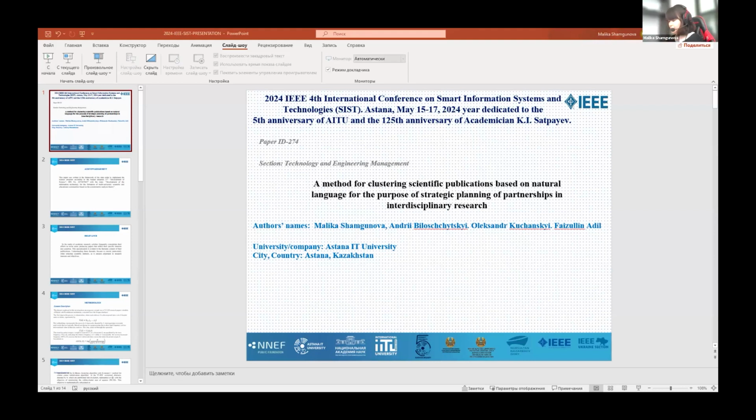The topic of the paper is a method for clustering scientific publications based on natural language for the purpose of strategic planning of partnership in interdisciplinary research. The authors are Malika Shamgunova, Andrei Veloshinsky, Alexander Puchansky, and Fayzulin Adin. The university is Astana IT University, and the city and country is Astana, Kazakhstan.